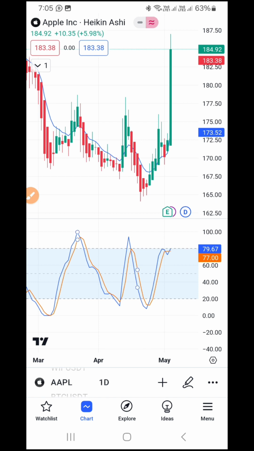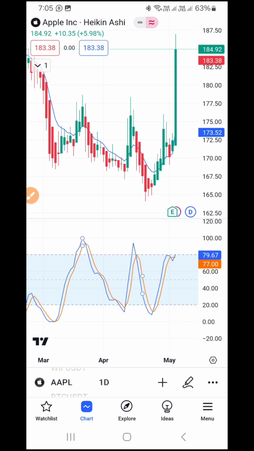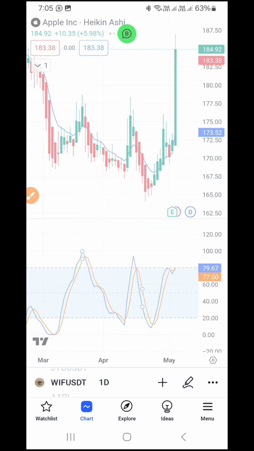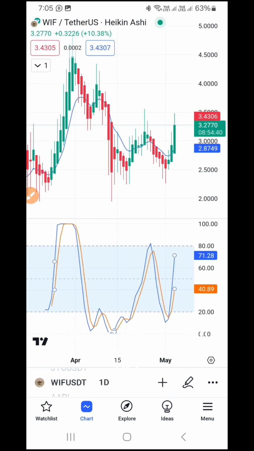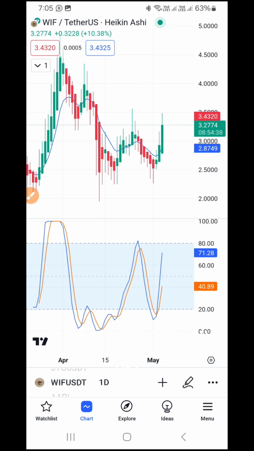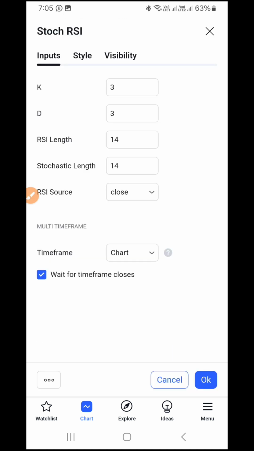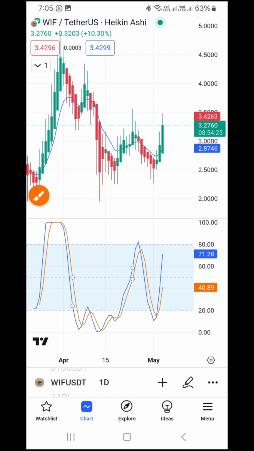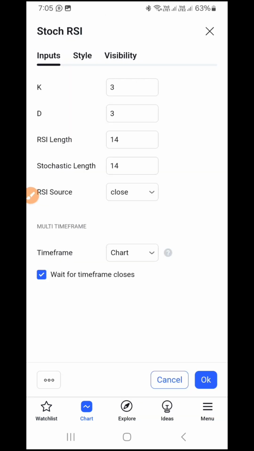Okay, so if we are to set the stochastic RSI, let me use this signal. We want to set our stochastic RSI. So these are the settings. You double click on the stochastic RSI. Let me go back. You come here, you double click, and it will open the settings.